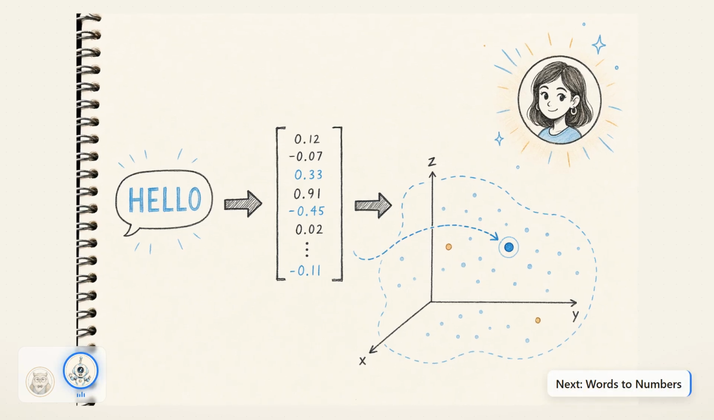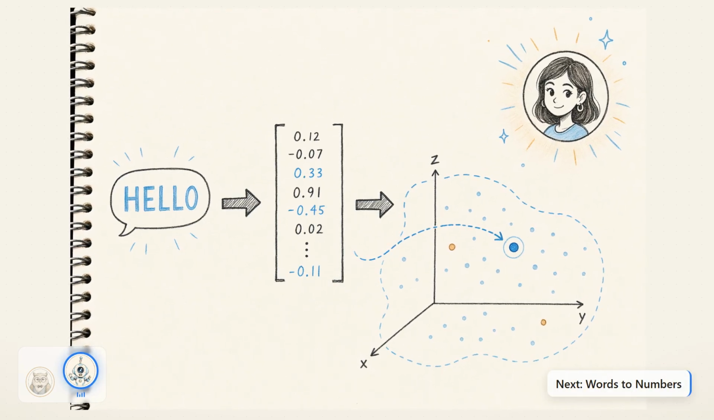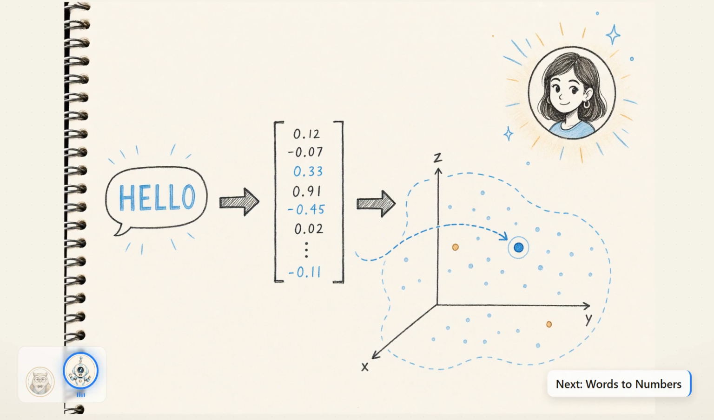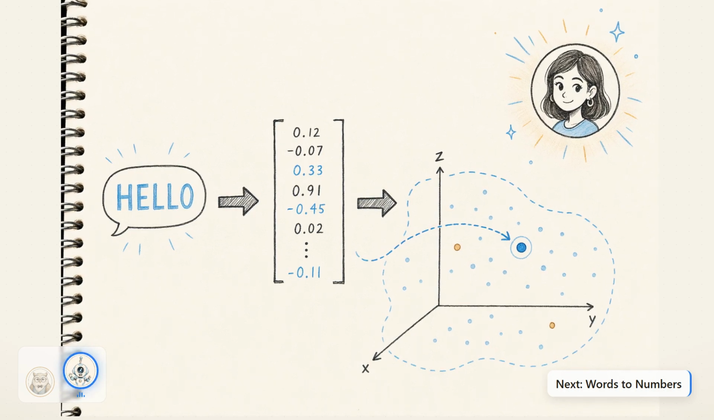That's episode 1 of Agentic Conversations. Next time, we turn your words into numbers, tokens, embeddings, and a map of meaning.